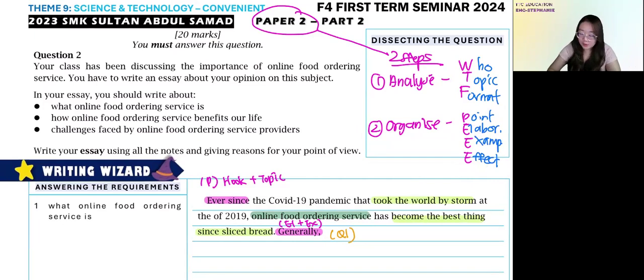So for now, we need to use the WTF to analyze the question first. Let's read through the question together. Your class has been discussing the importance of online food ordering service. You have to write an essay about your opinion on this subject. In your essay, and this is the point that you need to look through, write your essay using all notes and giving reasons for your point of view. So the W in WTF represents who, and for guided writing, 98% of the time it's going to be you as a teenager, you as a student, you as a consumer ordering food service. So in your essay, you.